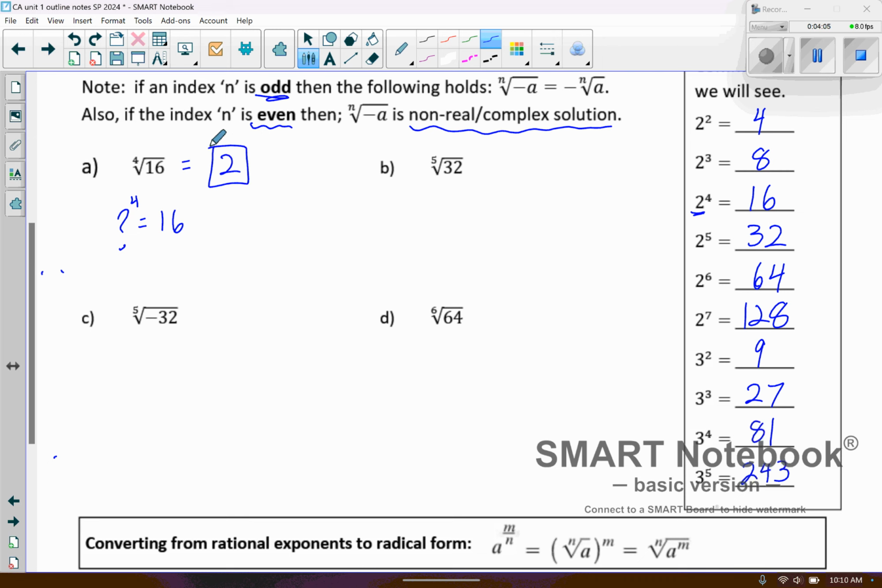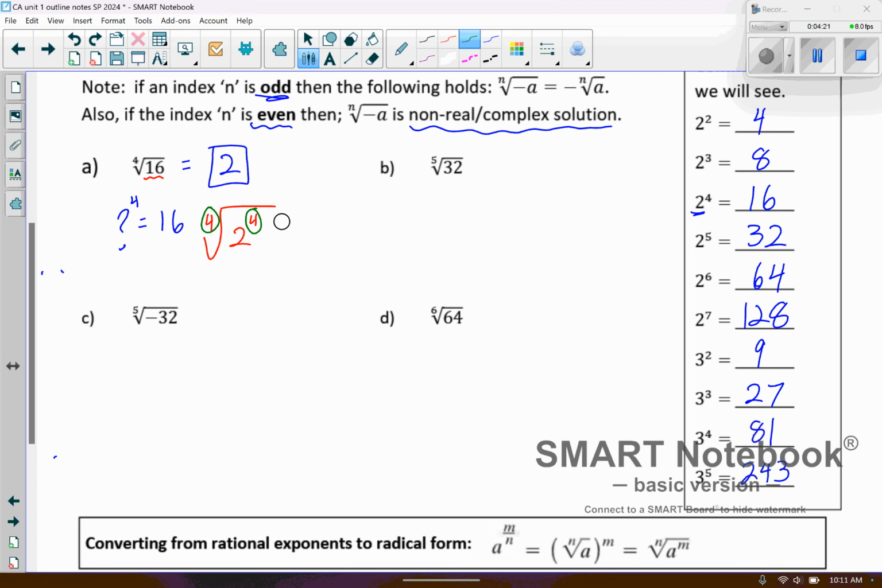Another way you can look at this is you could replace the 16 with 2 to the power of 4. When you're taking the fourth root, these two operations are going to cancel each other out, and we're going to end up with that 2.